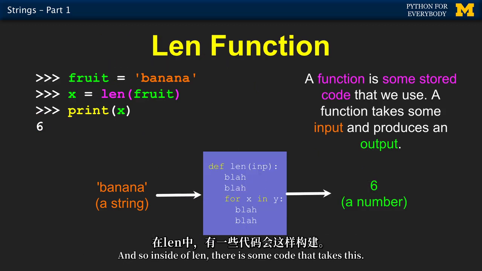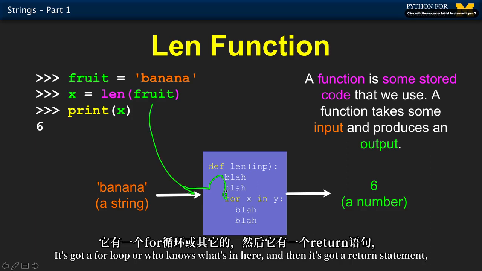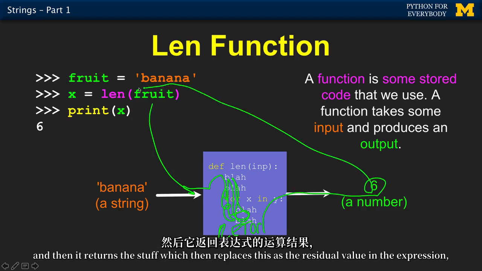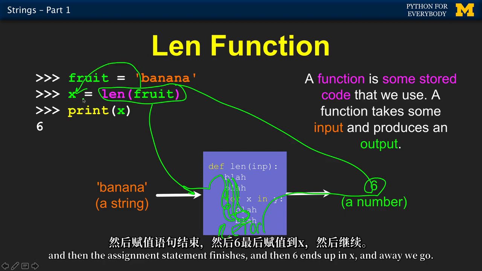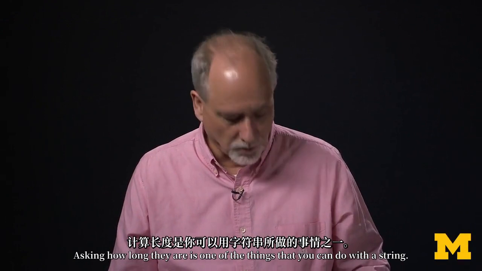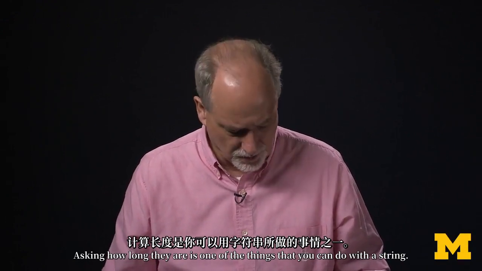And so inside of len, there is some code that takes this. It's got a for loop, or who knows what's in here, and then it's got a return statement, and it returns the stuff, which then replaces this as the residual value in the expression, and then the assignment statement finishes, and then 6 ends up in x, and away we go. So there's lots of things that you can do with strings. Asking how long they are is one of the things that you can do with a string.